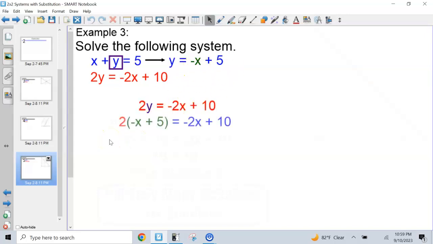So here's me plugging in with parentheses. This is my equation number 3. There's no y here, just x, a single variable. I distribute. Then I'm going to add 2x to both sides. And I get 10 equals 10.